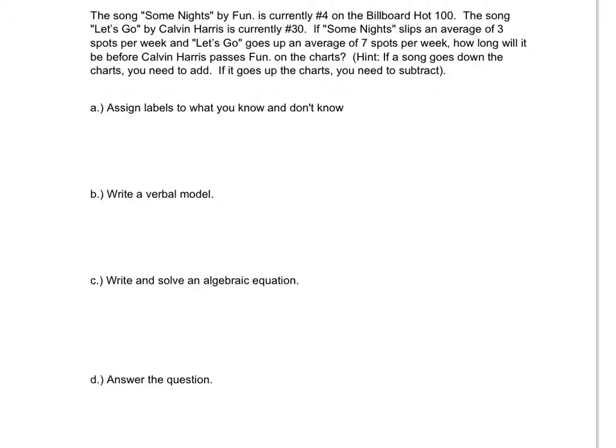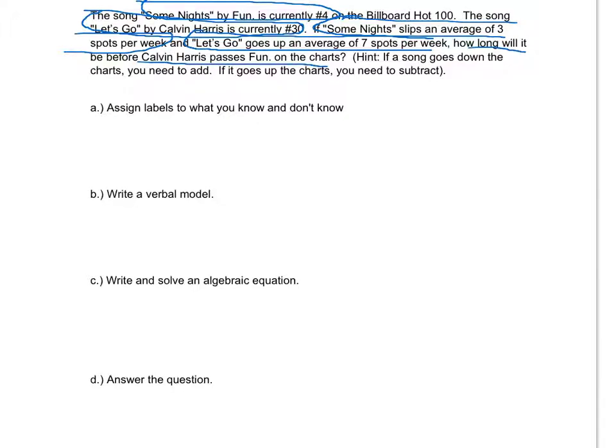So let's go ahead and circle what we know. We know that Some Nights is number 4. We know Let's Go is number 30. Those are their current spots. We know Some Nights is going to slip an average of 3 spots each week, and we know Let's Go is going to go up an average of 7 spots per week. Then what I want to know is how long until they pass each other on the charts. So assign labels to what we know and what we don't know.